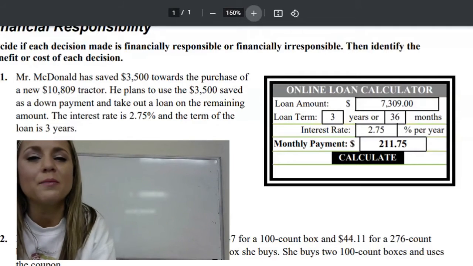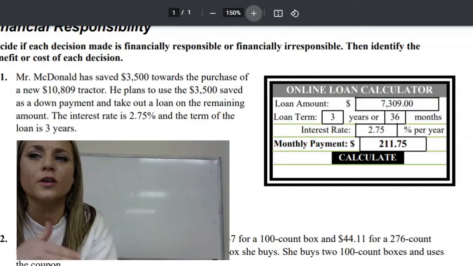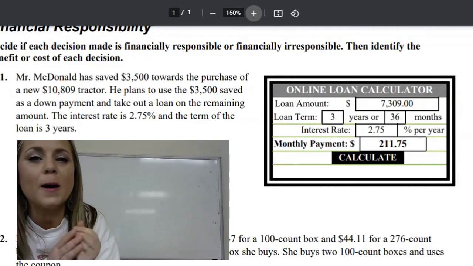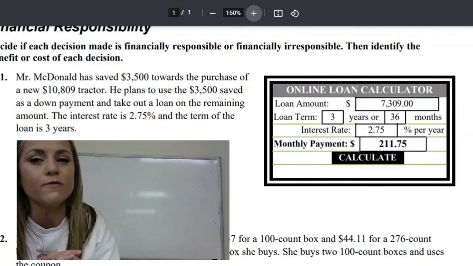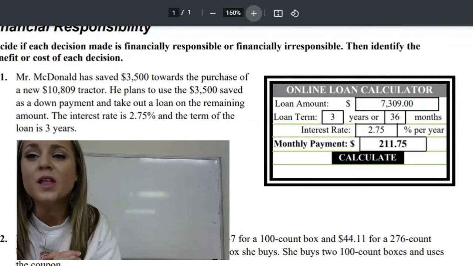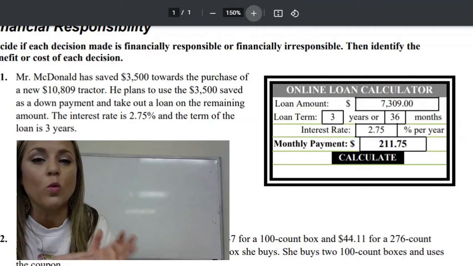Nice. So I'm going to have to use an online loan calculator for part of this problem. So I'm going to stop and then go to another and then come back. All right, so we're going to decide if each decision made is financially responsible or financially irresponsible. And then we're going to identify the benefit or the cost of each decision. All right, so let's look at number 1.